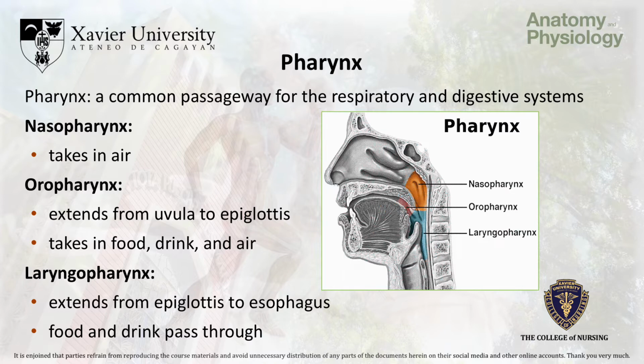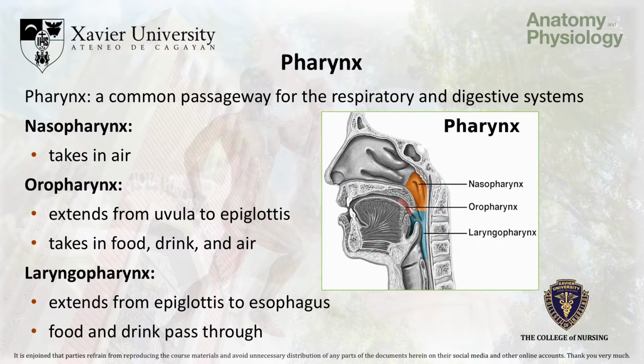Next, the oropharynx extends from the uvula to the epiglottis, and the oral cavity opens into the oropharynx. Thus, food, drink, and air all pass through the oropharynx. The oropharynx is lined with stratified squamous epithelium, which protects against abrasion.